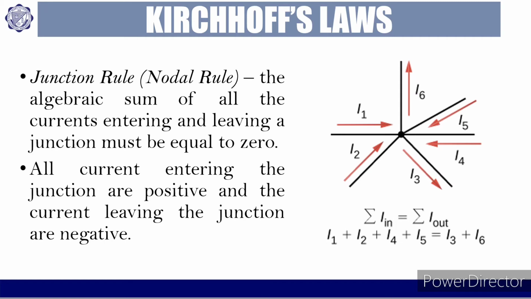So we have the junction rule or the nodal rule. This is Kirchhoff's first law. The algebraic sum of all the currents entering and leaving a junction must be equal to zero. All currents entering the junction are positive and the currents leaving the junction are negative.